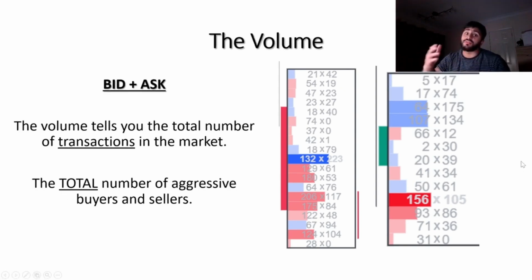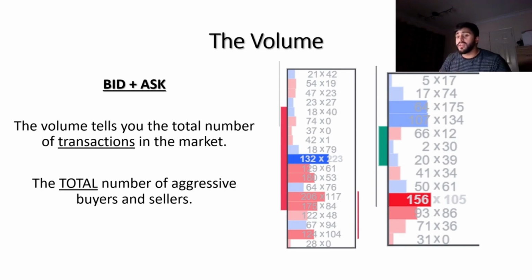The volume is the bid and the ask. So the volume gives you the total number of transactions hitting the markets at that given moment. It's the bid plus the ask, right? So for example, you will see here 21 by 42. So that's 21 hitting the bid. That's 42 market participants hitting the ask. So that's 21 aggressive sellers versus 42 aggressive buyers.